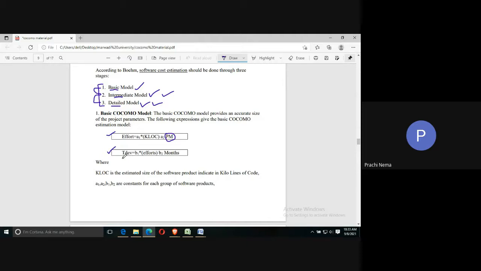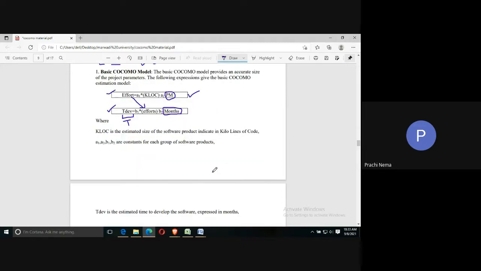Then T dev is the time needed to deliver the code. T dev is for time. So the time needed will be B1, a constant with a fixed value, into effort. This effort is the same one. So you calculate effort here and use it to calculate the time: effort to the power of B2, and because it is time, it will be measured in months. So these are the formulas you can use in your basic COCOMO model to calculate effort and time.